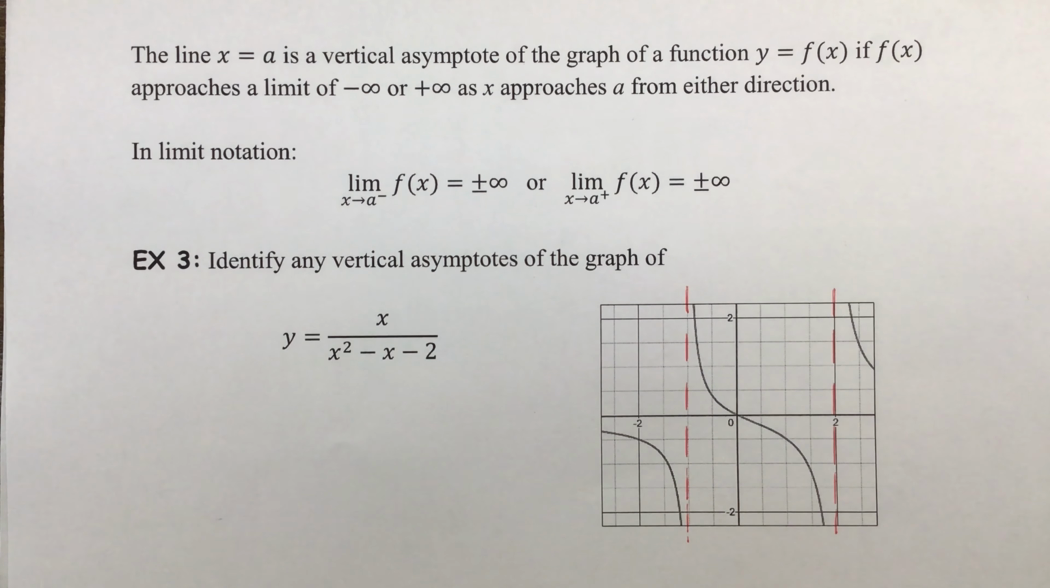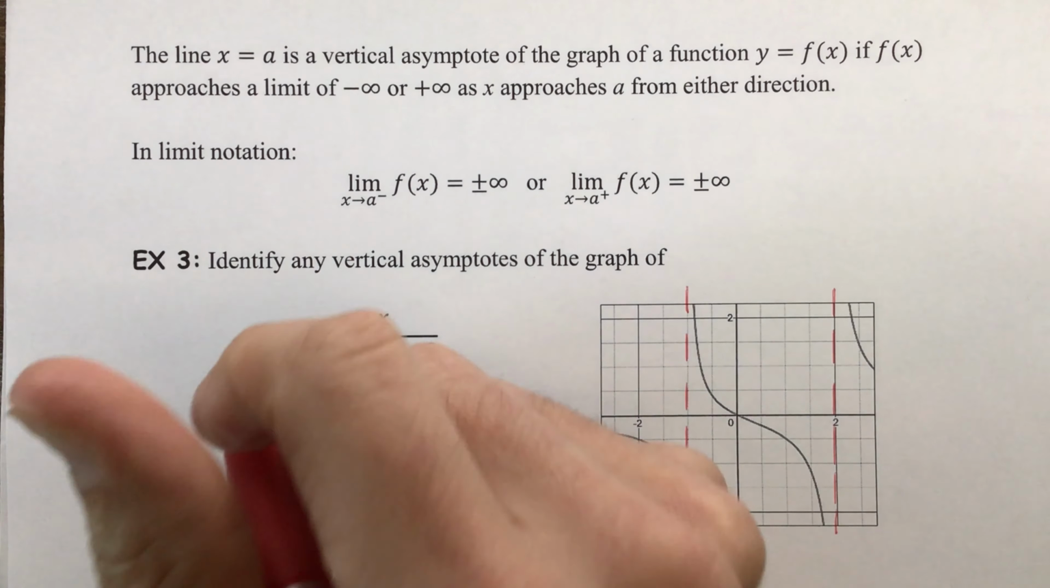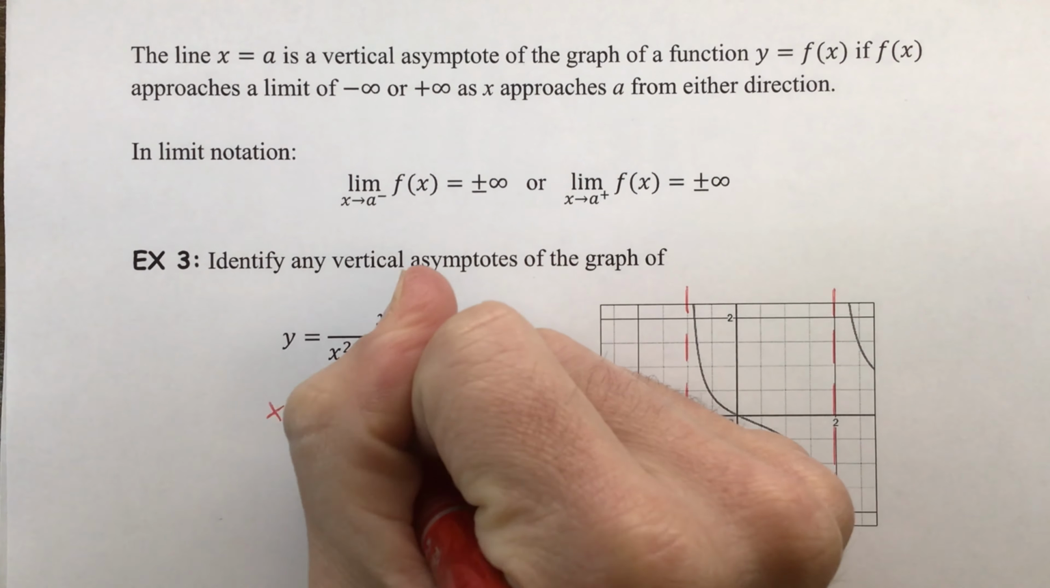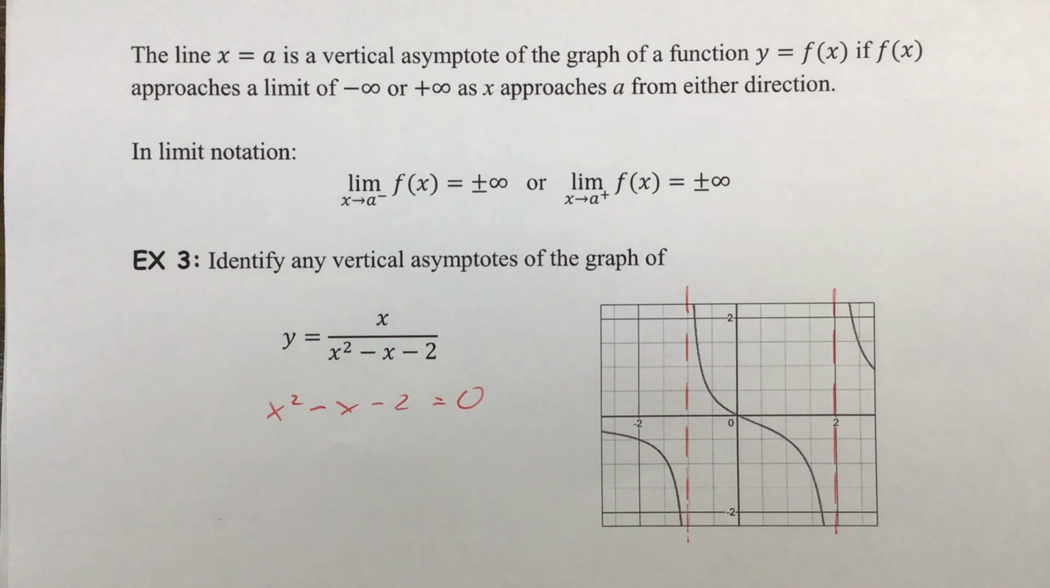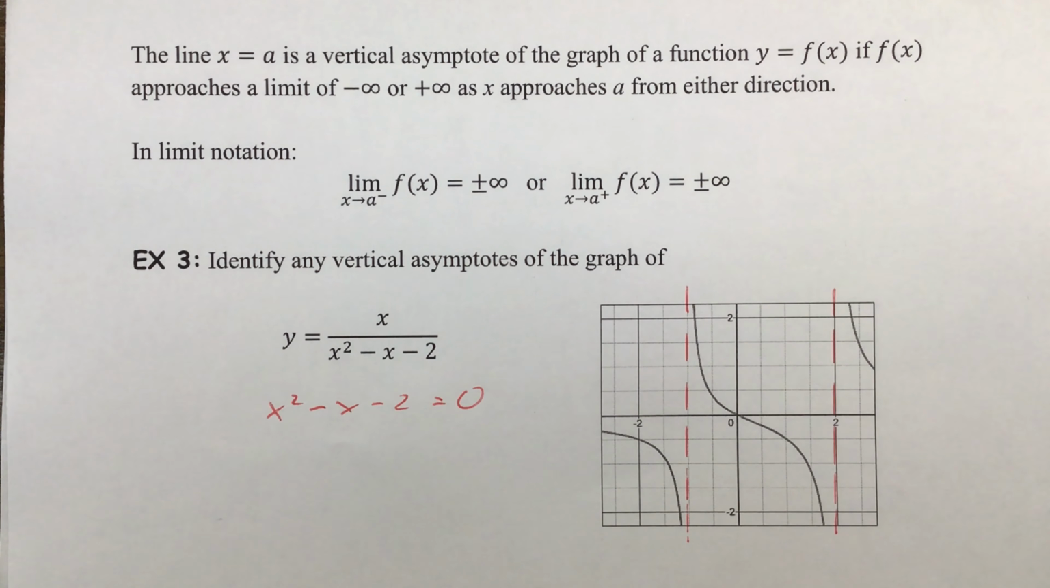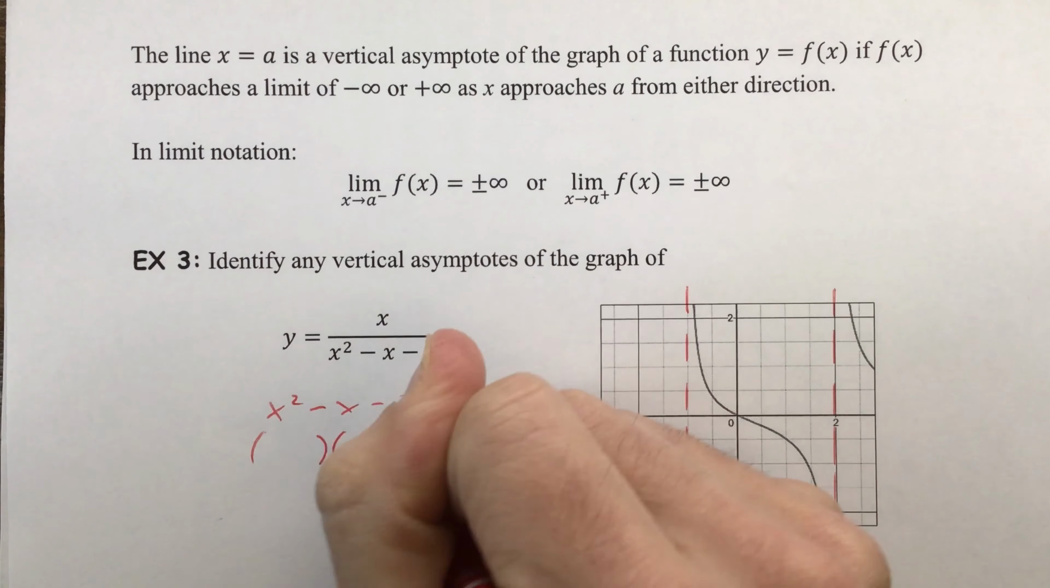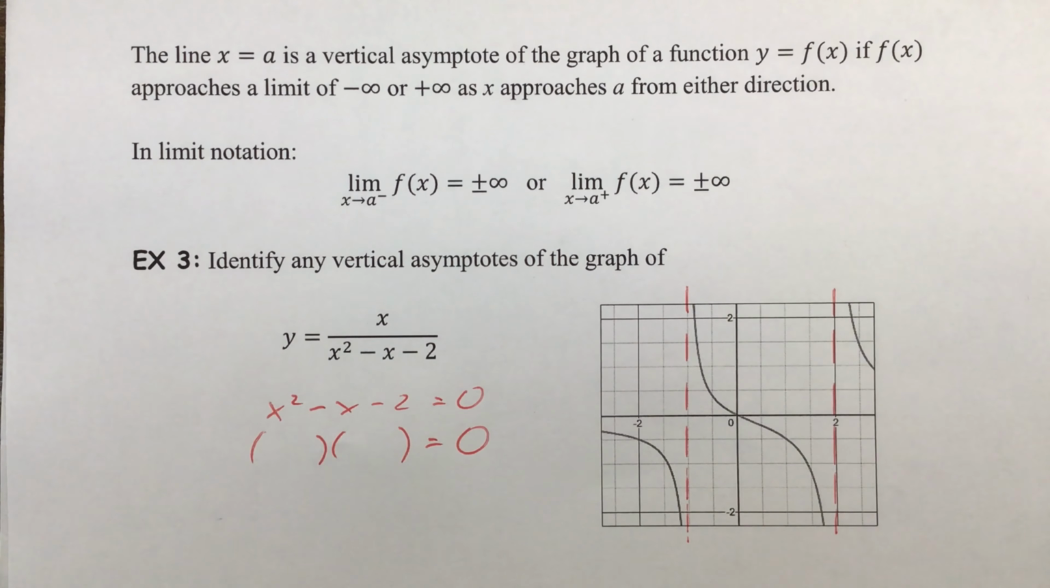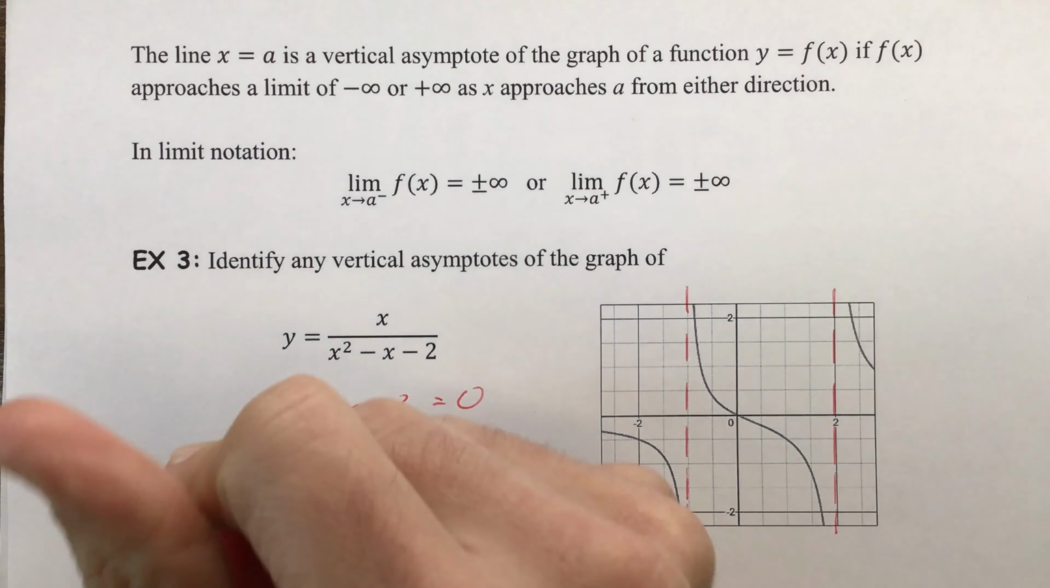So again, how do we get that from the equation? The trick is to figure out what x's will make this undefined. In other words, what makes the bottom equal to 0? Okay, so this is a standard form quadratic. What I'm going to do is factor it. What two values multiply to give me -2 and add to give me -1?